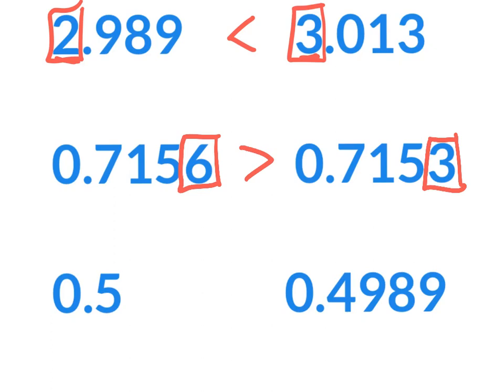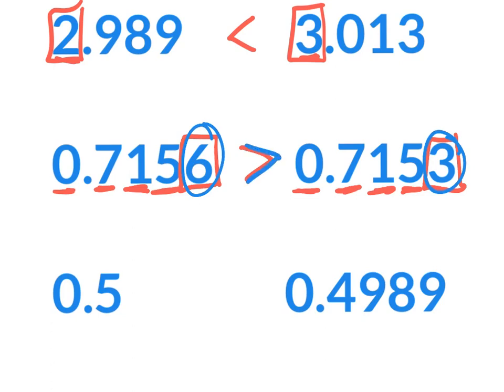So once again, you go through from left to right, kind of like reading a sentence. 0 and 0 doesn't help you, got to move on. 7, 7, same thing, it's still equal. 1 compared to 1 is still equal. 5 compared to 5 is still equal. But once you get to this 6 and this 3, then you could give the inequality that belongs there.